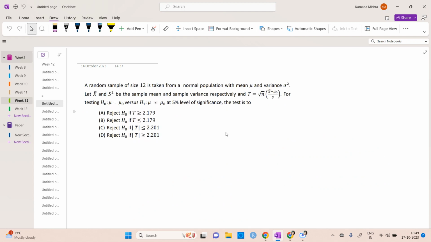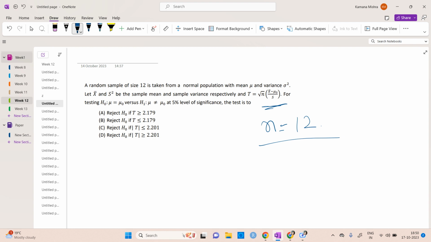So the next question we have here is that we have a random sample of size 12, so n is equal to 12 is given, and this is taken from a normal population with mean mu and variance sigma square, and x bar and s square are the sample mean and sample variance. So t is given like this. Now, what is the test? When do we reject this null hypothesis?